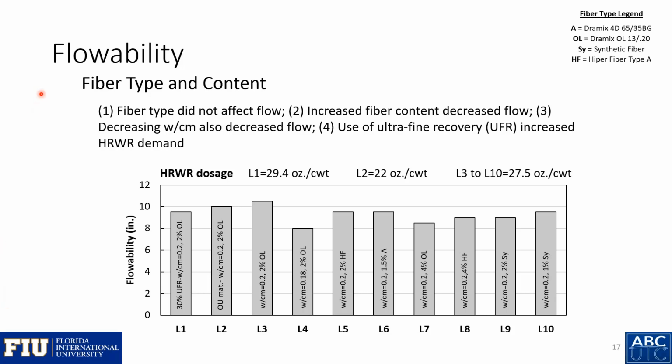So first, looking at the flowability, we found that the fiber type didn't affect our flow, but an increased fiber content decreased our flow. We also saw that when we decreased our water to cement ratio, we decreased the flow. And when we used that ultra fine recovery material, it increased our high range water reducer demand. But in all cases, by modifying the high range water reducer a little bit, we were able to stay between desired 8 and 10-inch flows.